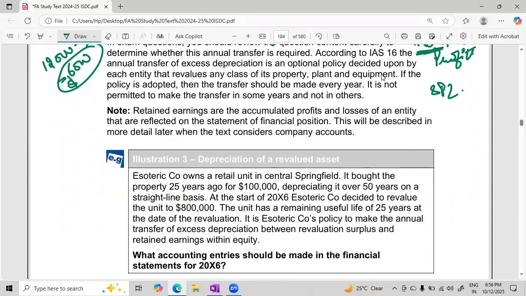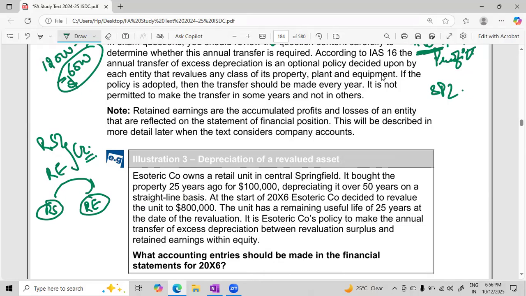So, understand one thing, both these revaluation surplus and this retained earning have a credit balance. What balance do they have? They have a credit balance. We are just making the transfer from one plate to another plate. This is the plate of revaluation surplus and this is the plate of retained earning. We are only making the transfer.